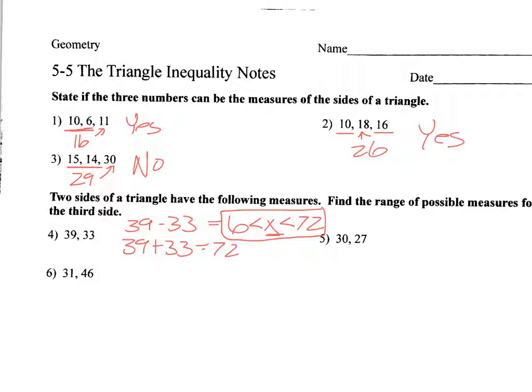One thing you'll want to pay attention to are your inequality symbols. x is bigger than 6. Remember, the alligator mouth eats the bigger number. And x is smaller than 72. The alligator mouth eats the 72, so it's bigger.